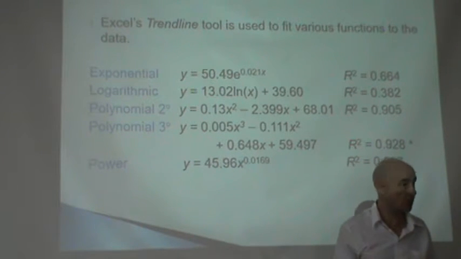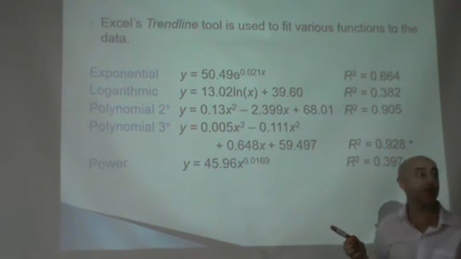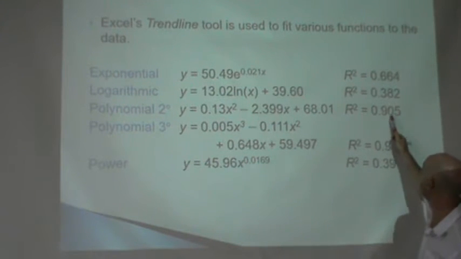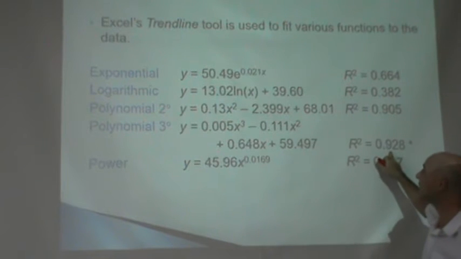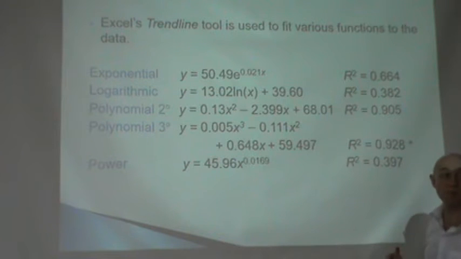66% of the variation is explained. Here, 32%, obviously the logarithmic is not a very good fit. This 90% polynomial is a very good fit. And here, the polynomial of third degree appears to be even better.